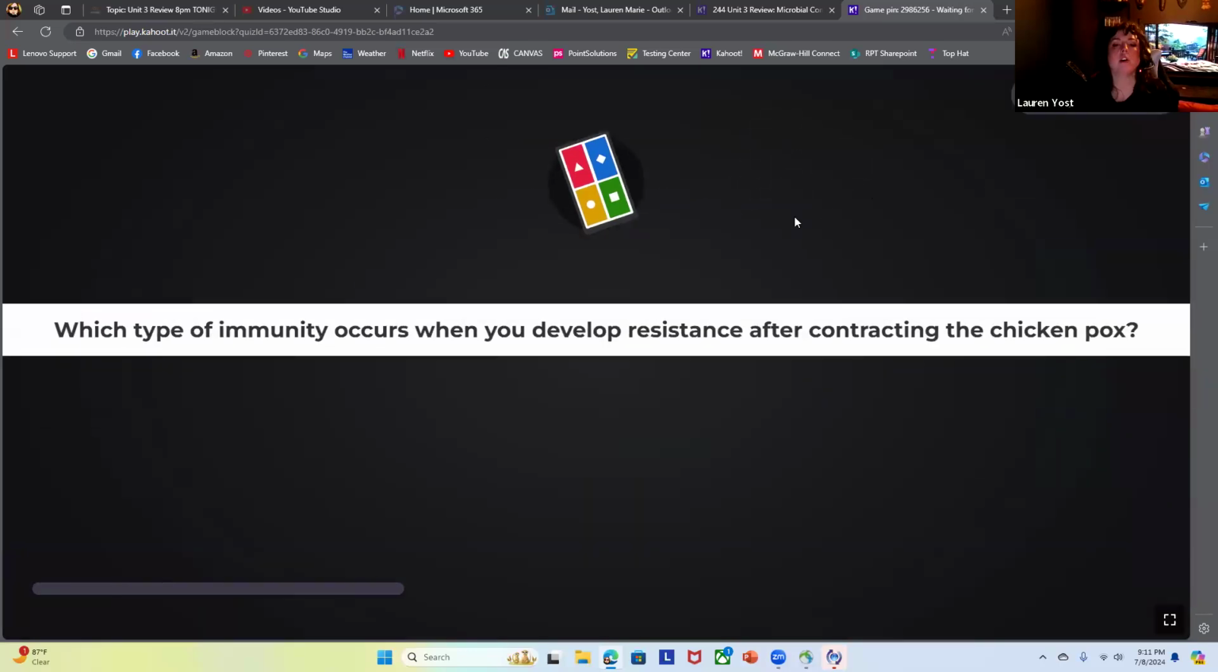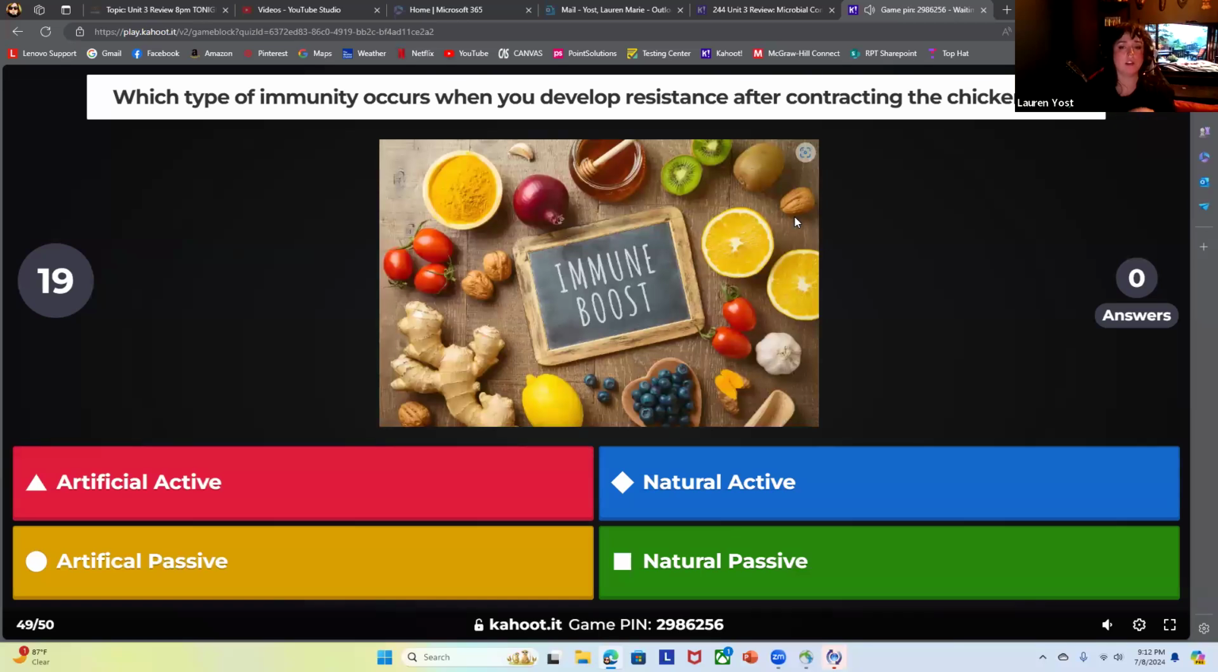Which type of immunity occurs when you develop resistance after contracting the chicken pox? You got the chicken pox. I got the chicken pox when I was little. I went to one of those parties where your mama brings you to somebody's party because somebody has chicken pox and they want you to have it so that you don't get it later.